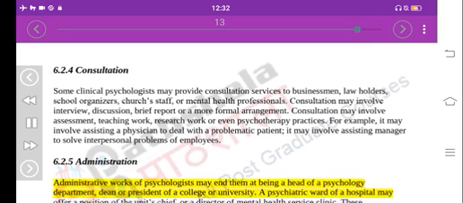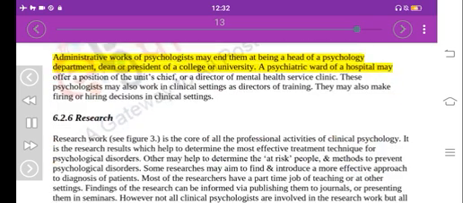Administrative works of psychologists may end them at being a head of a psychology department, dean or president of a college or university. A psychiatric ward of a hospital may offer a position of the unit's chief, or a director of mental health service clinic. These psychologists may also work in clinical settings as directors of training. They may also make firing or hiring decisions in clinical settings.